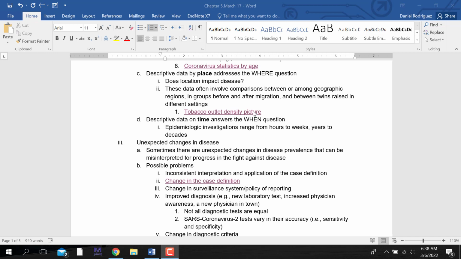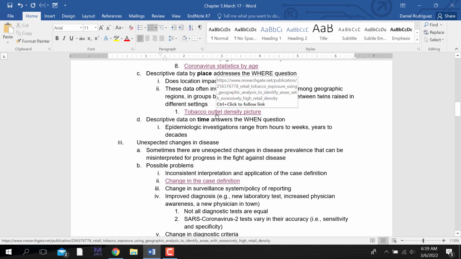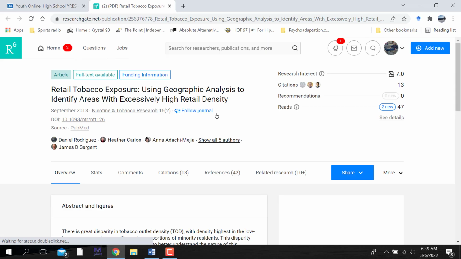Here's an example from something that I've done. Let me see if I can get this to work. Okay. Maybe. There it is. It's going to work. Here it is. Okay. So it takes a second here.